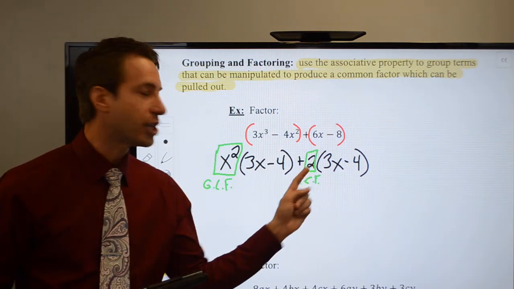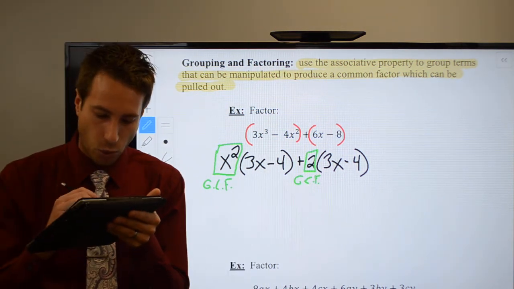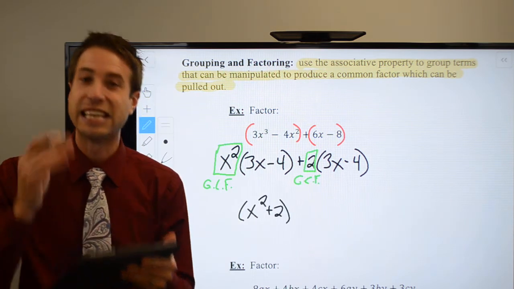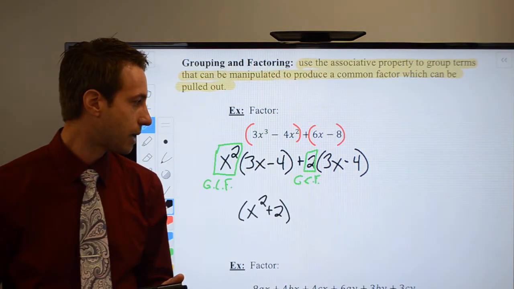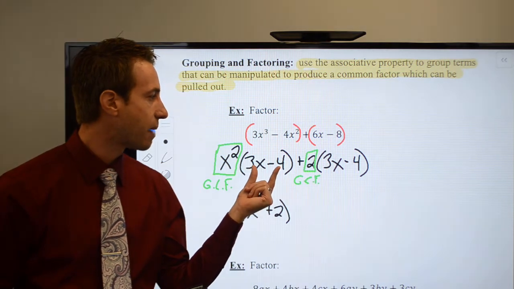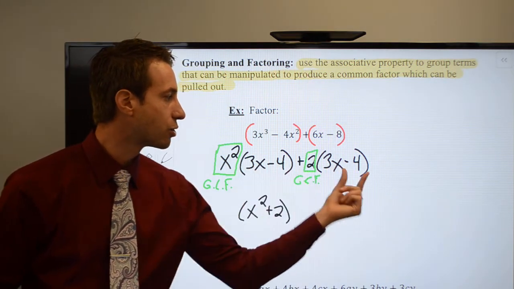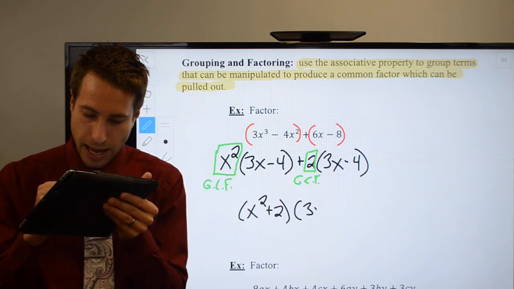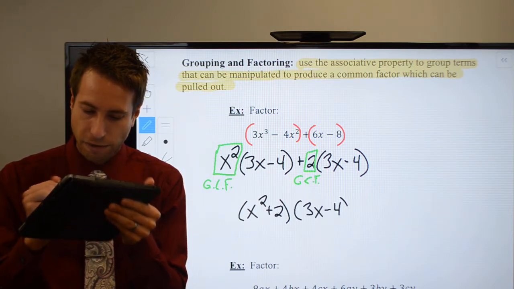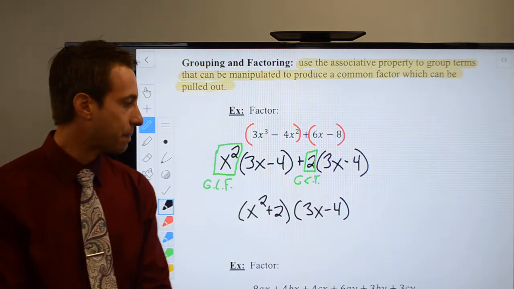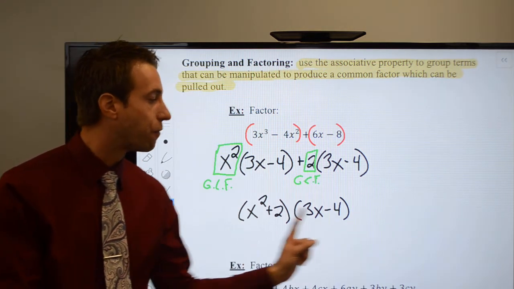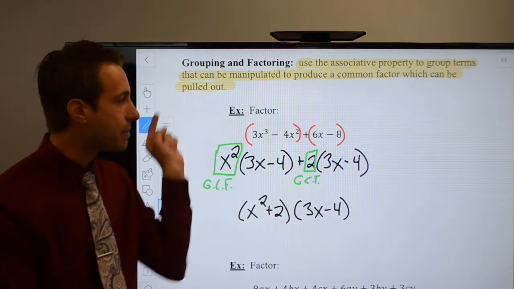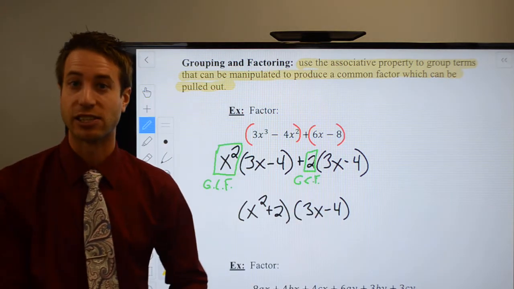You take your GCFs and you make them a quantity. So x squared plus 2 is one of my factors, right? And then the 3x minus 4, because those are the same, that becomes my second quantity, 3x minus 4. And so guys, here's what's going to happen. If I were to FOIL these two factors, it would get me right back to what I started with, right?